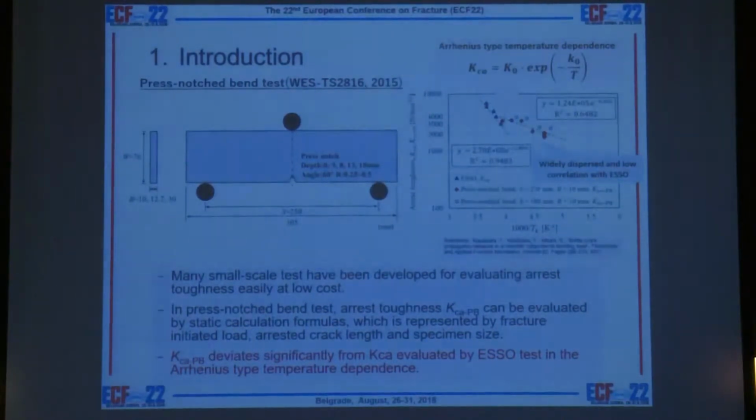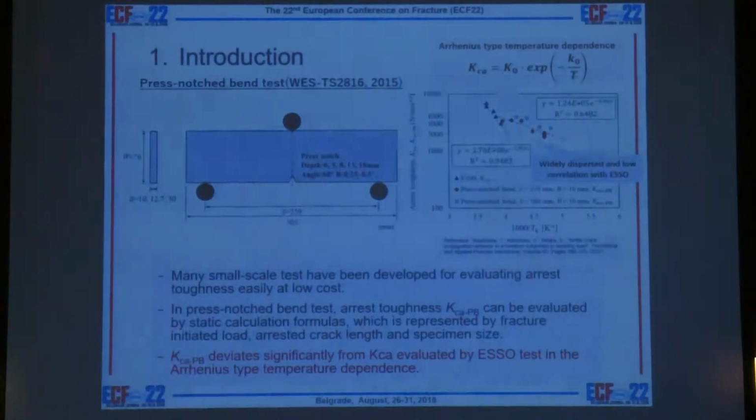Many small-scale tests have been developed for evaluating arrest toughness easily at low cost. As an example, the test concept of the press-notched bend test is shown in this slide. In 2015, the Japan Welding Engineering Society proposed and standardized this test as a simplified method to evaluate arrest toughness in steel material. In this test, arrest toughness KCAPB can be evaluated by static calculation formulas, which is represented by fracture-initiated load, arrested crack length, and specimen size.